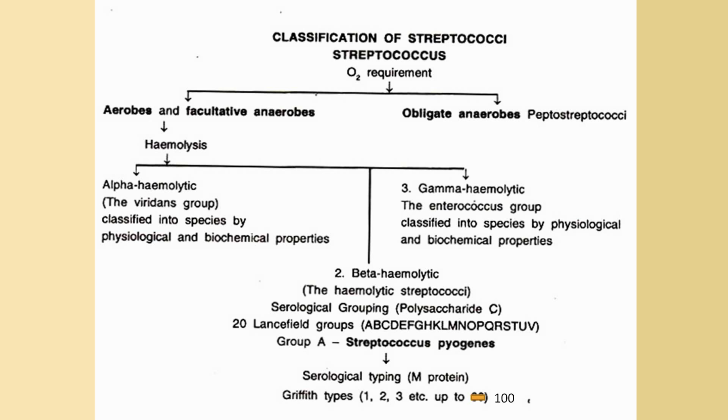In that, again, we have more than 100 types. So, how do we classify? We classify based on the protein which is present in the cell wall, that is known as M protein. Based on what type of M protein is present, we have different types, known as Griffith types. It is named after Griffith. We start with number 1. Currently we have more than 100 types of Griffith Streptococcus pyogenes. So, these are called serological typing or Griffith type.